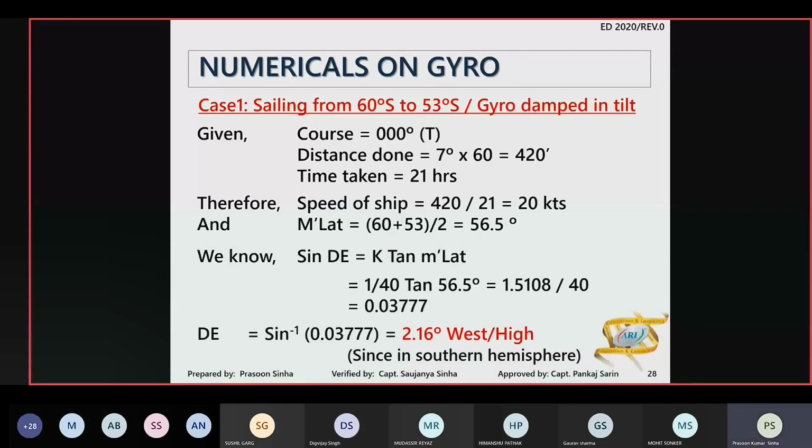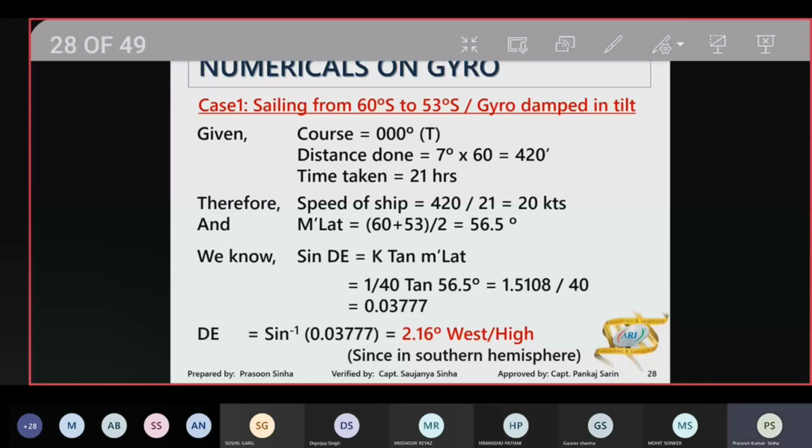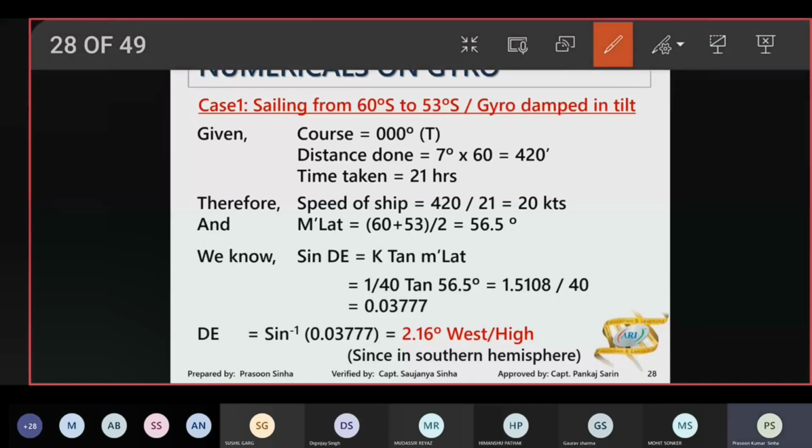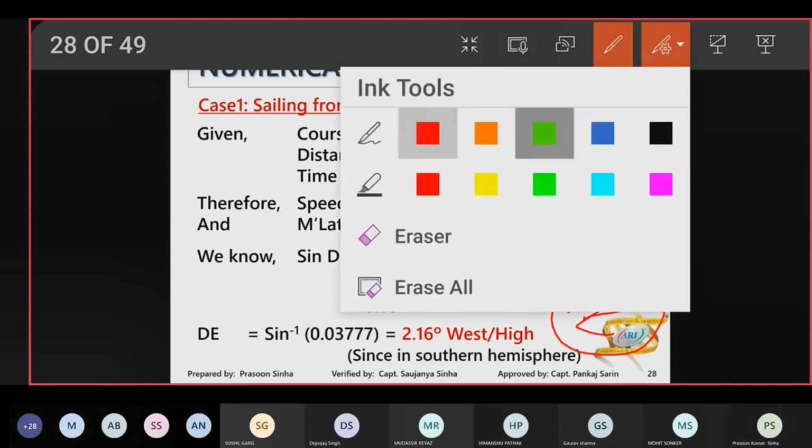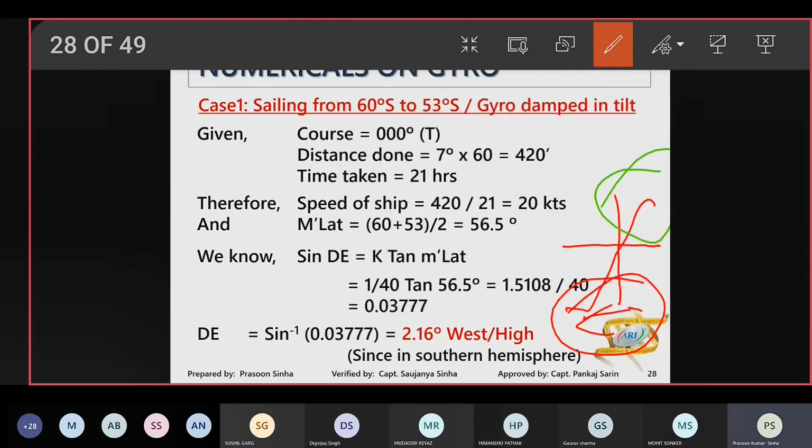So damping error is going to be westerly. Remember, whenever you do these questions, you can draw a small curve on the side. Here in the southern hemisphere, error will be westerly and in the northern hemisphere the DE will be easterly. So this was the first part, the DE first part.